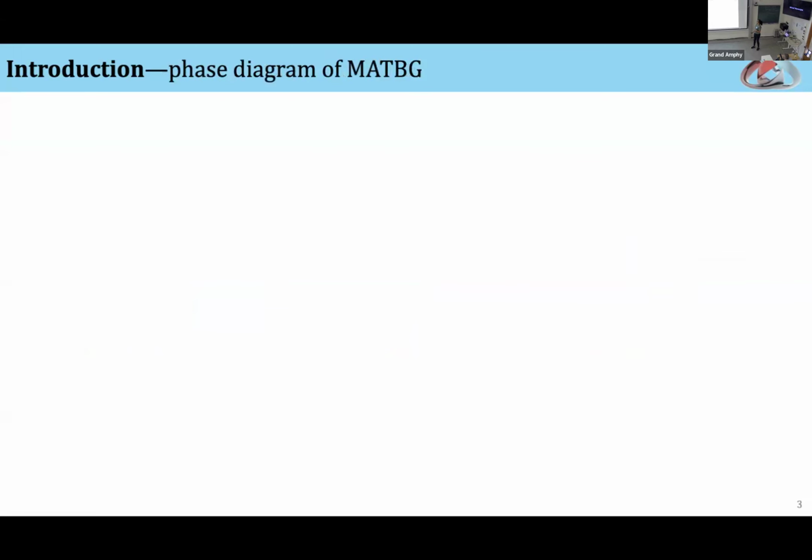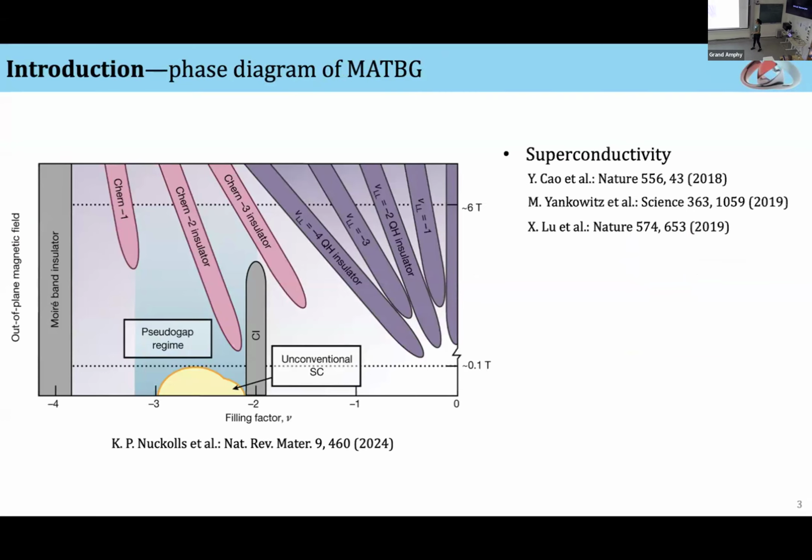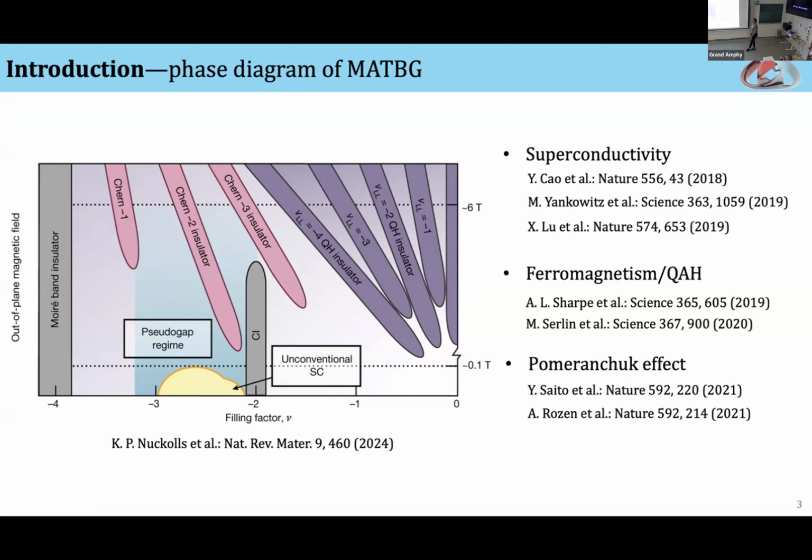The first work was done in 2018, and since then a lot has evolved. But just to show you what has already been recorded in this system: superconductivity, ferromagnetism, anomalous Hall effect, Pomeranchuk effect, you name it, they have it. And hence we were very interested in delving into this system.